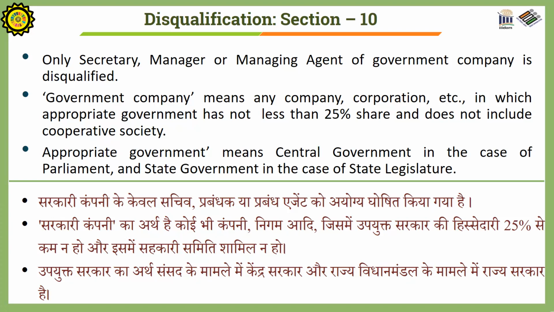Only a secretary, manager, or managing agent of a government company is disqualified. Government company means any company, corporation, etc. in which the appropriate government has not less than 25% share and does not include a cooperative society. Appropriate government means the central government in the case of Parliament and the state government in the case of a state legislature.